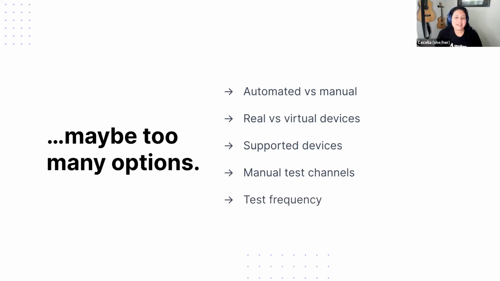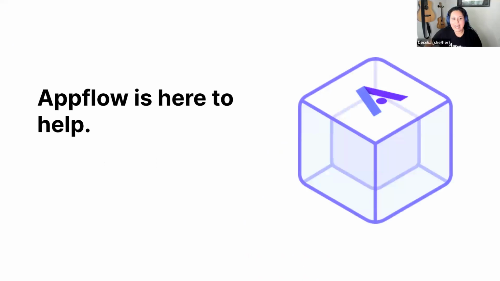You also need to think about test frequency. How often are you running tests, and at what point in the testing process are you running certain types of tests? And then finally, the release promotion criteria. At what point do you feel confident that your app has been tested enough to actually promote it to a release to users? Fortunately, Appflow is here to help you test your mobile applications.